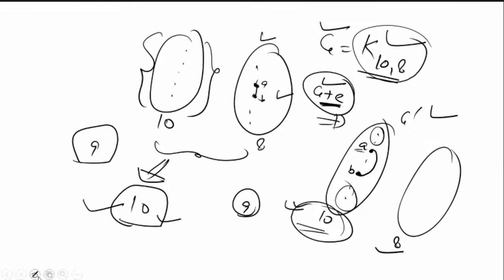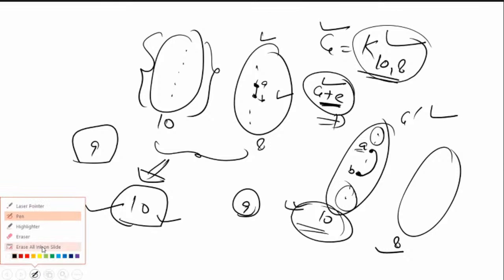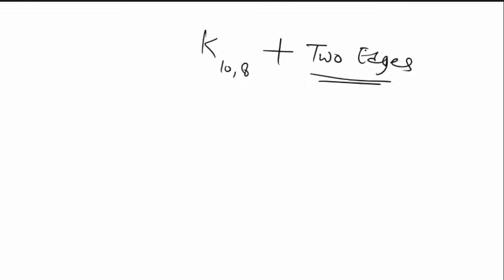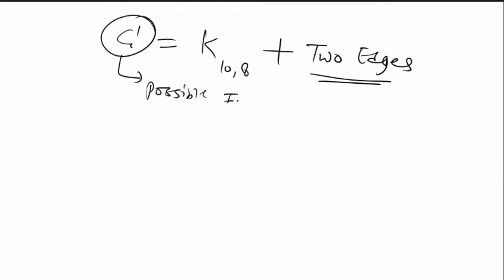Now let's see another variation. Let me ask you another variation. Assume that you have a K10,8. In this they are adding two edges. We don't know where they are adding these two edges, and they call this G dash. Now what are the possible independence numbers of G dash? What are the different possible independence numbers?